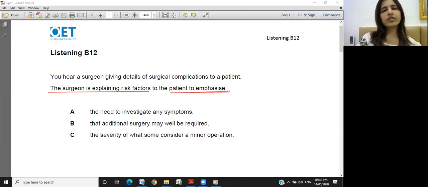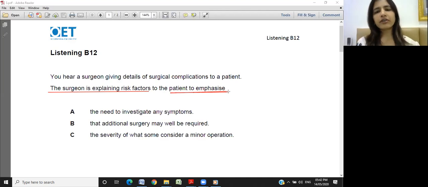Right? In this type of questions, the main challenge that you have is that you will hear something about each option. Okay? But you have to go for what the question is asking you. The question is asking you what is he trying to emphasize. So you have to go by the overall summary of that entire 1 minute conversation.